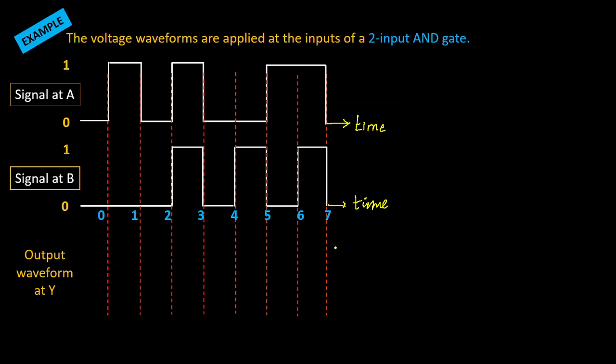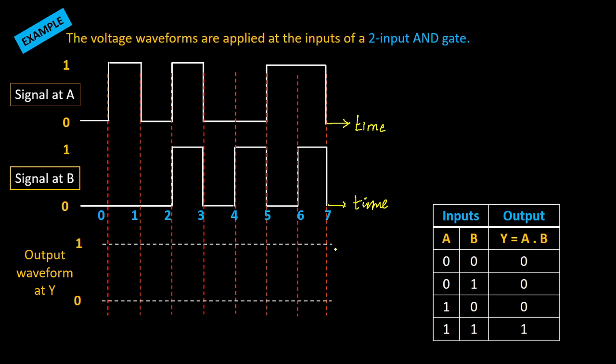We want to find the waveform at the output. The states in the waveform will be either 0 or 1. There won't be any other states, obviously. So to get those states, we need to use the truth table. The output states will be 0 and 1, and the truth table I have shown to you. You can see in the truth table, when A and B, that is these two inputs, are 0, 0, then output will be 0.